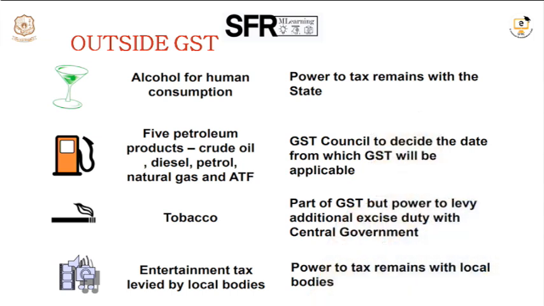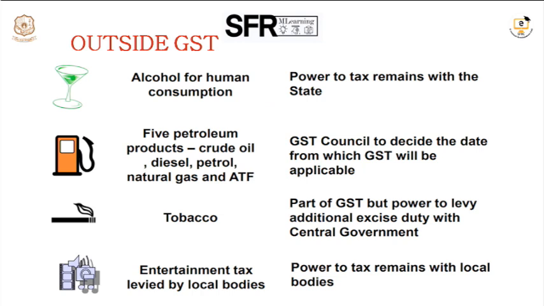So, next, there are also exceptional limits, or some items which are kept outside GST. For example, alcohol for human consumption. This doesn't come under the GST law, that is, the power to tax remains with the states. And also petrol, that is, 5 petroleum products like crude oil, diesel, petrol, natural gas and ATF, that is, aviation turbine fuel. These are also kept outside the GST, and this tax will be monitored by the GST Council.